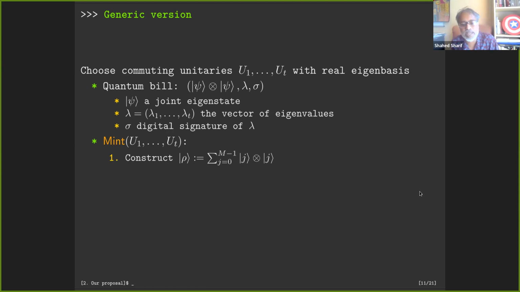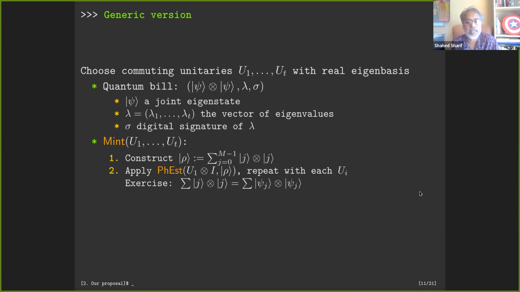We first construct this quantum state, which is the sum over all the j's of j tensor j. So remember, this is the notation for the jth standard basis vector. And then we apply the phase estimation method to this rho with U1 tensor I. And then you repeat this with the remaining U's. And the reason that this works is because the sum of j tensor j equals the sum of psi j tensor psi j, where the psi j are a real orthonormal eigenbasis, joint eigenbasis for the U's.